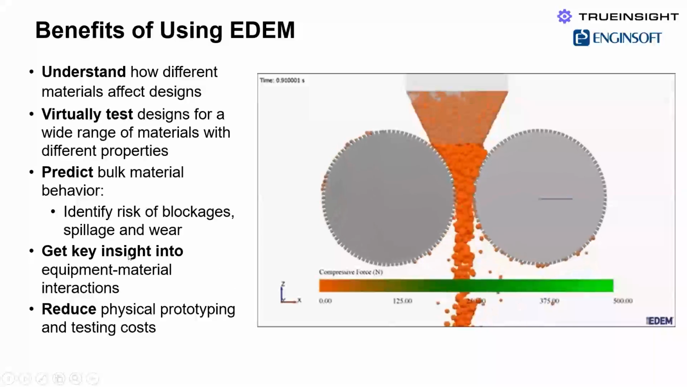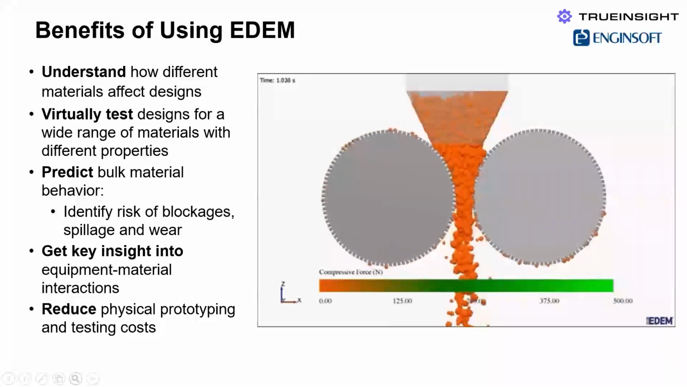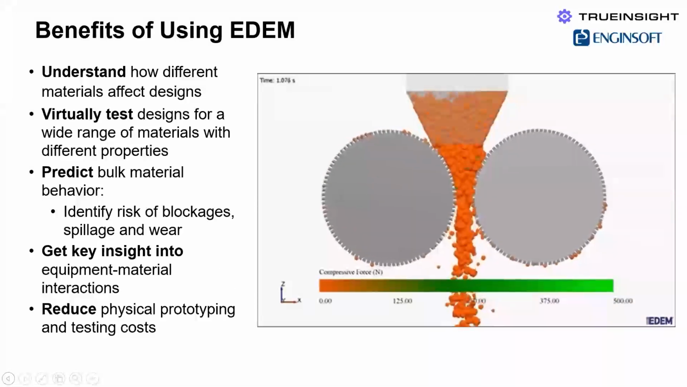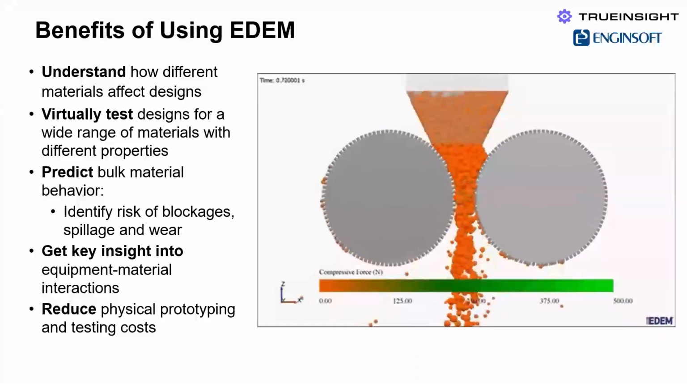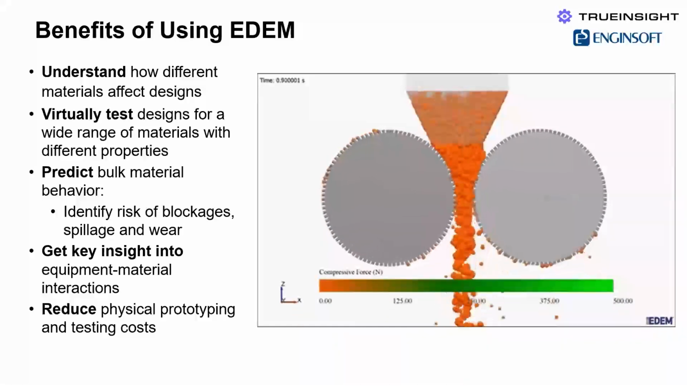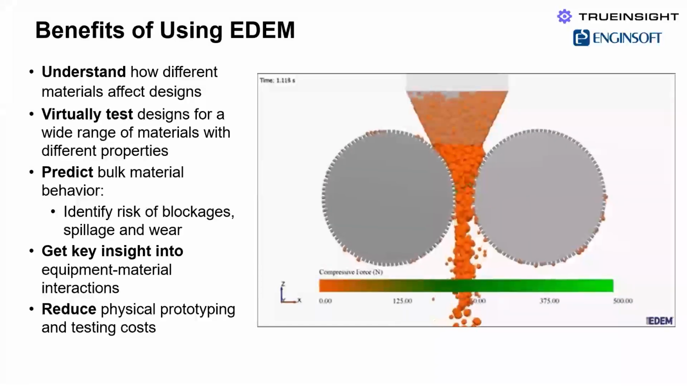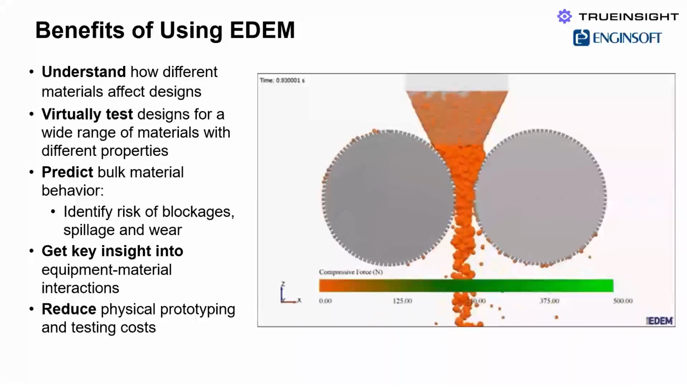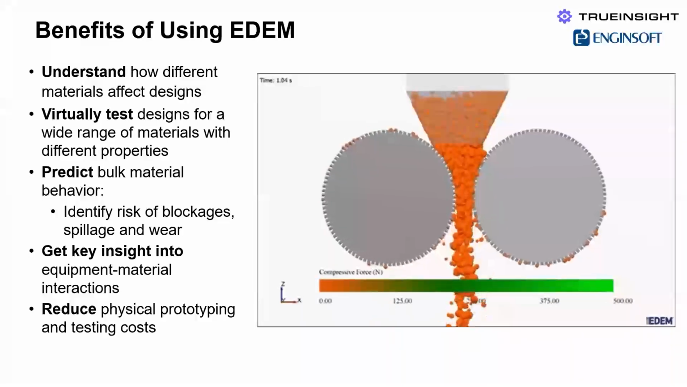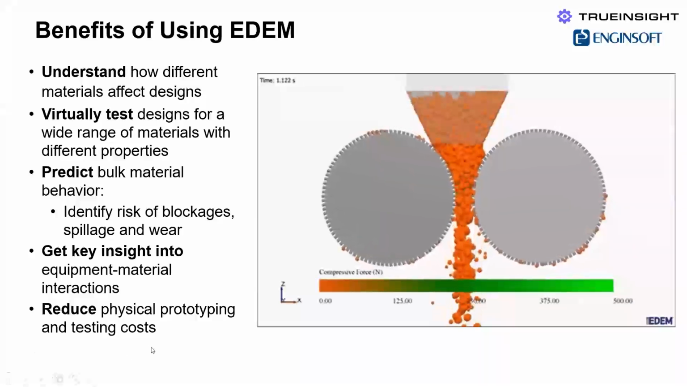Other things are to look at any possibilities of blockages, and also if the materials are going to an undesirable location, you want to be able to identify that in advance, and also to understand the different forces such that one can assess how much wear is occurring to the machinery that's interacting with the particles.